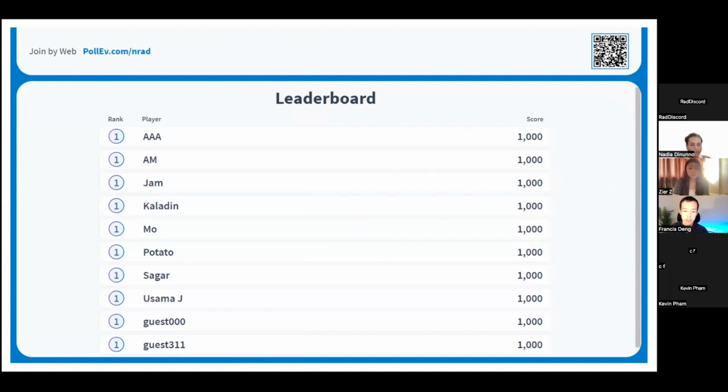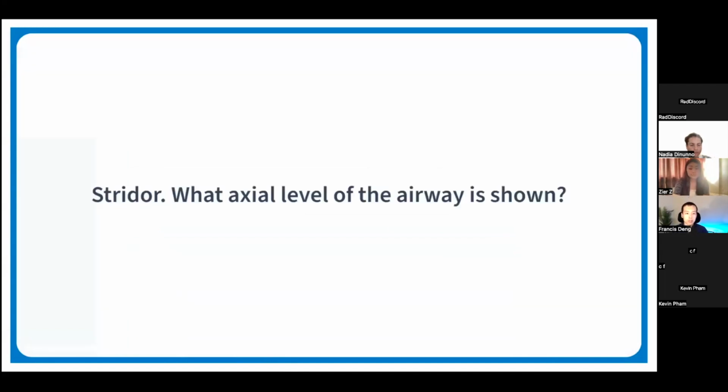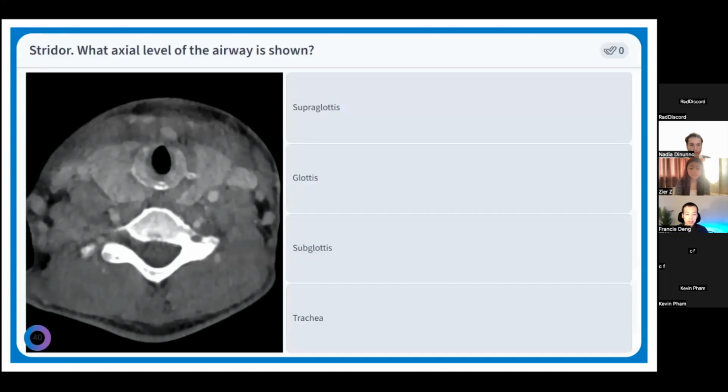All right, so many people got this right and got the full 1,000 points. Our next case is a patient who has stridor. They were intubated recently. They have stridor post-extubation. What axial level of the airway are we looking at on this image?